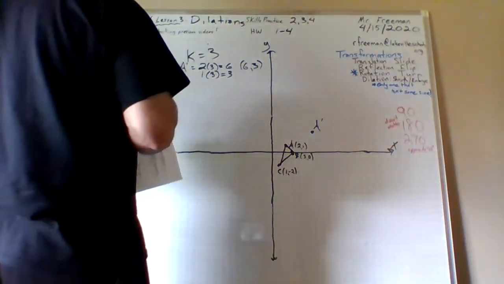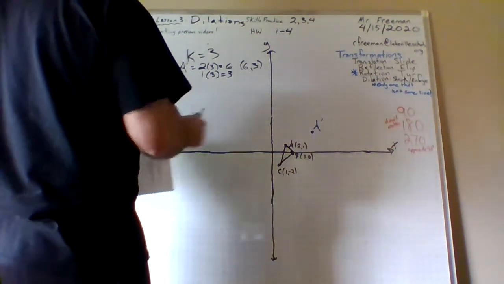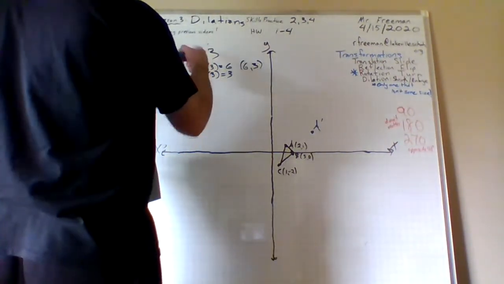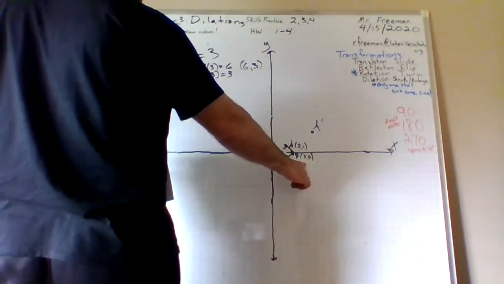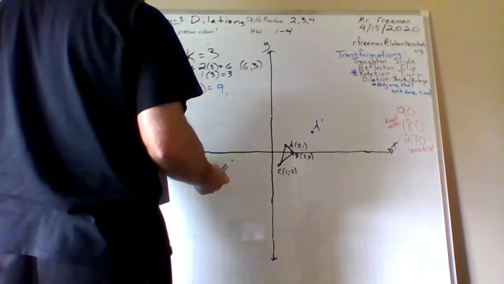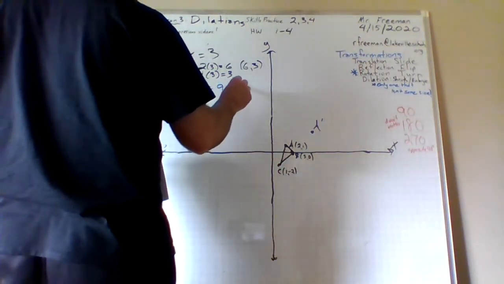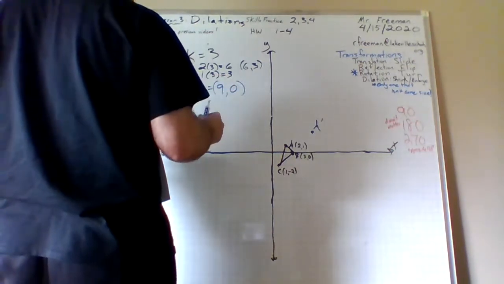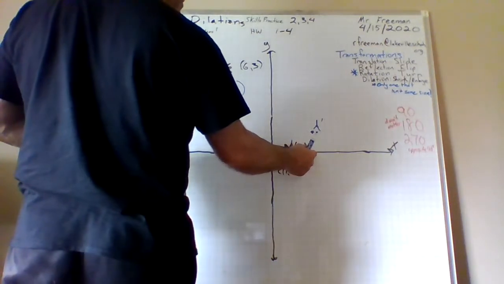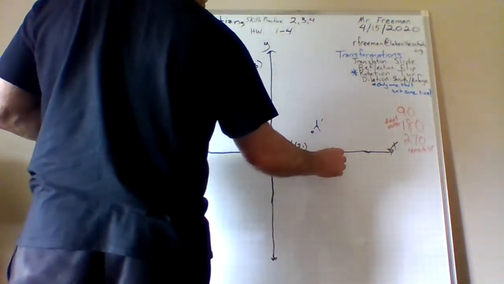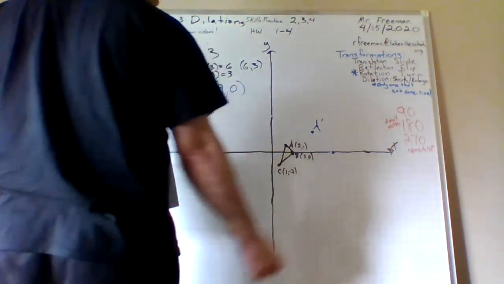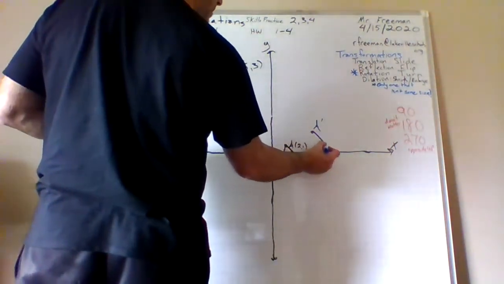Okay, for my B prime, that's going to be that 3 for my K times, first one is 3, so 3 times 3 is 9. Okay, 3 times 0, you should kind of know, is going to be 0. So this coordinate is 9, 0. 1, 2, 3, 4, 5, 6, 7, 8, 9. I feel like I counted that wrong. So I'm going to double check. 1, 2, 3, 4, 5, 6, 7, 8, 9. Yep. So that's my new B prime.